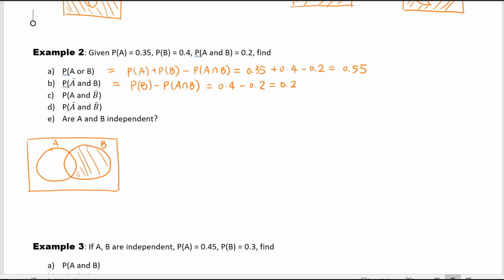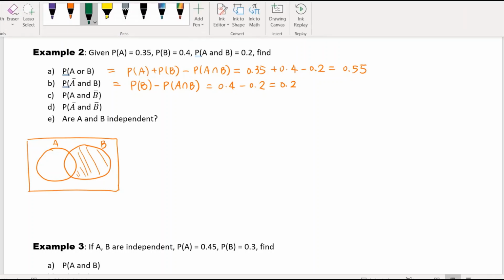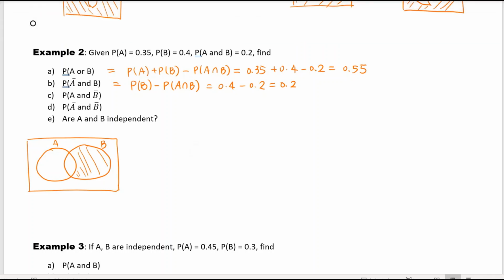Okay, part C. P of A and B complement. A and B complement means in A, but not in B. So that's why it's P of A minus P of A and B, right? P of A is 0.35, P of A and B is 0.2, so we get 0.15. Do you have the same answers?